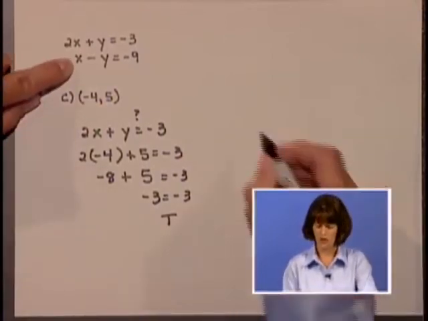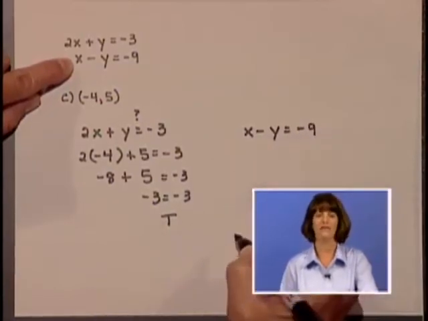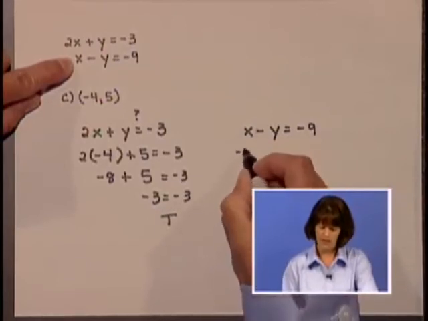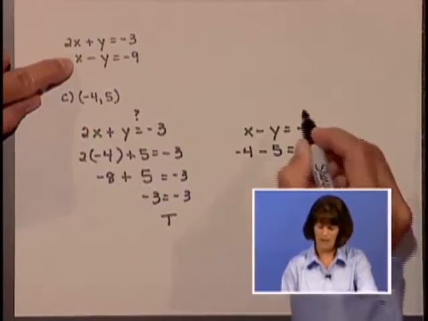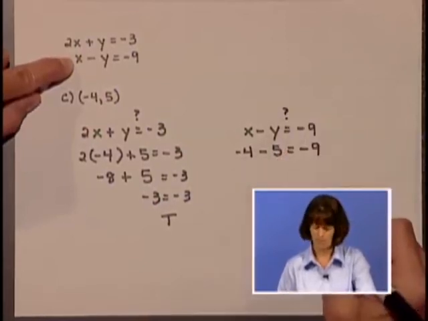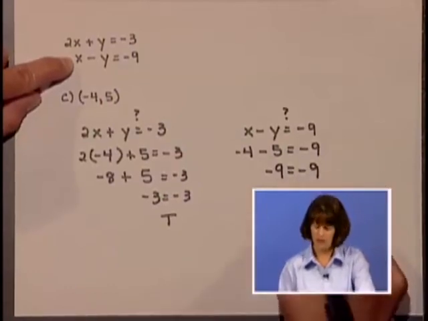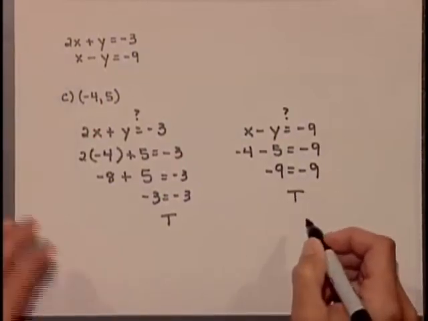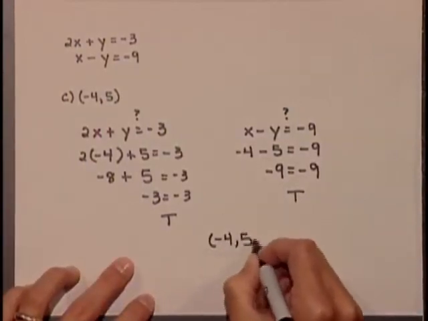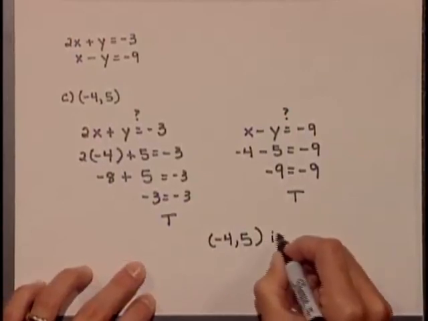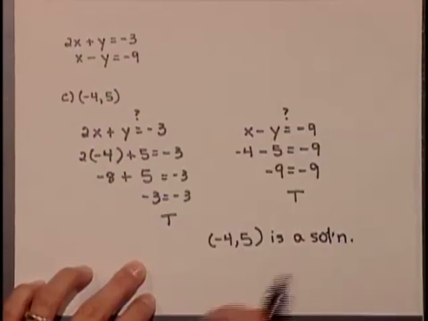Let's try our second equation. x minus y is equal to negative 9. Substituting negative 4 for x, 5 in for y. Is this indeed a true statement? We can see that yes, we get negative 9 on both sides. This equation is true also, and therefore we can say that the point (negative 4, 5) is indeed a solution to this system of equations.